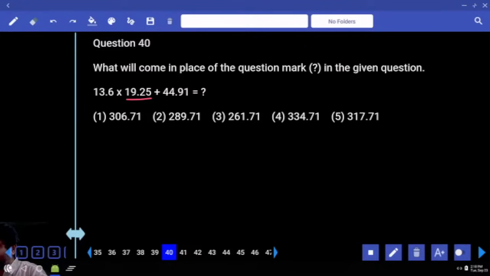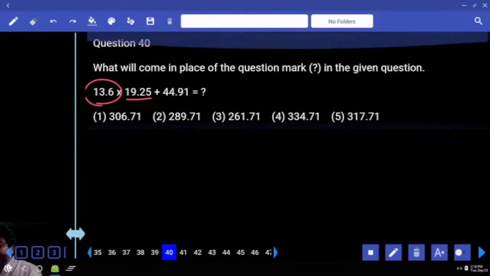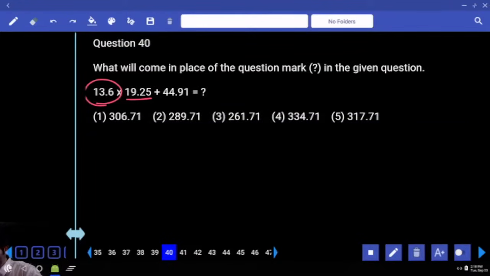19.25 times. I will take 20 times minus 0.75 times. I will subtract. 20 times 10 times of this number, 136. 20 times is 272. This is 20 times, but we need only 19.25 times. So we have to subtract 0.75 times, right? Can I treat it as 75%?